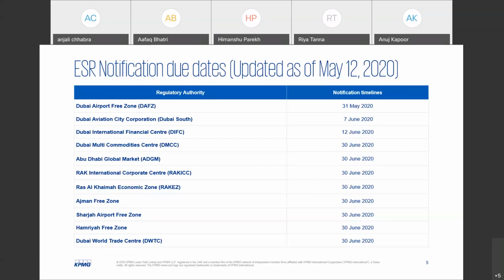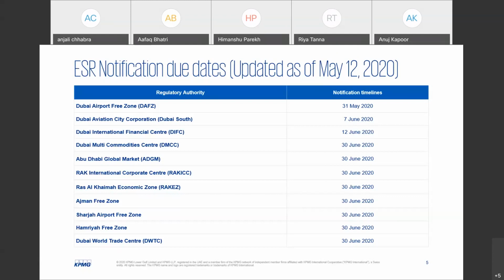Now, even if certain free zones are missing here, even for the mainland authorities, for which the Ministry of Economy has not specifically mentioned a due date for notification, the clear announcement has been that please start complying with the notification effective 1st of January 2020, which means they have opened the door.